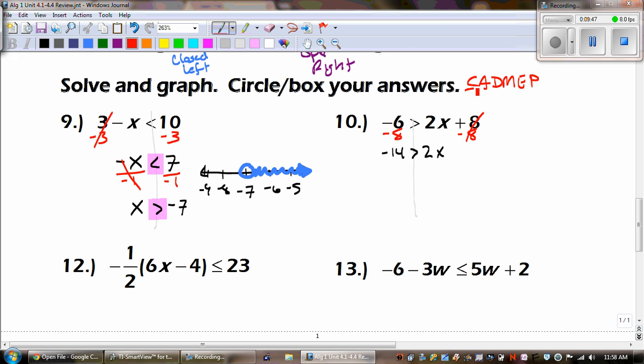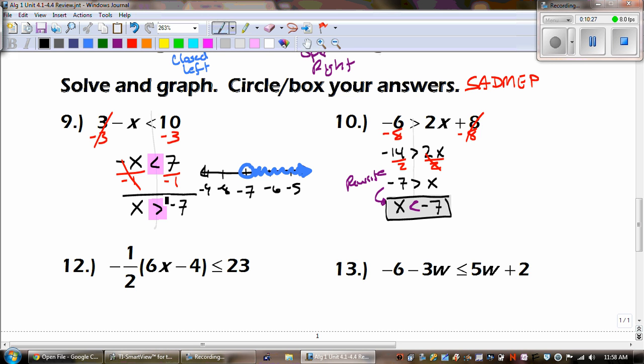Now the x is not by itself yet, so I need to divide. I'm not dividing by a negative, so nothing changes. We get -7 is greater than x. But here, this is where we said that we needed to rewrite, because we want the variable first. So when I rewrite that, the x comes first, then the -7, and the inequality is pointing at the x, so I want to make sure it is pointing at the x. So there's our answer. X is less than -7.